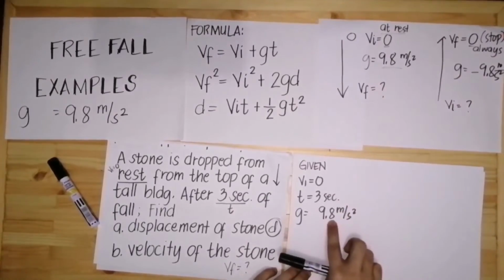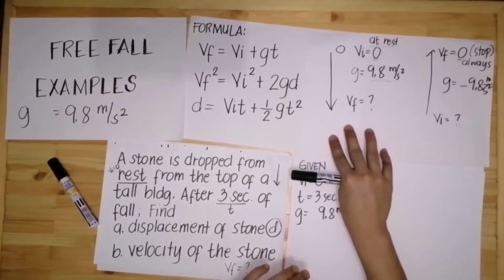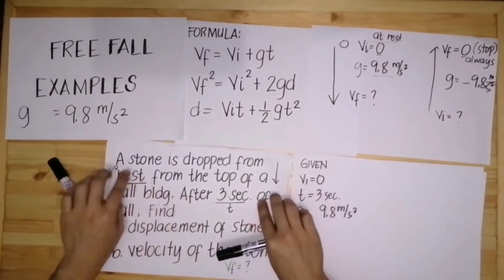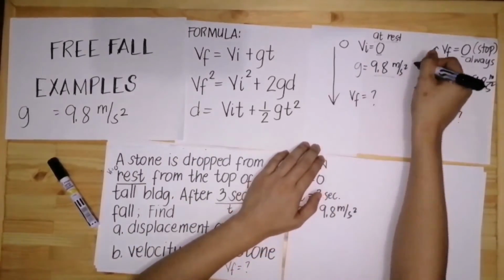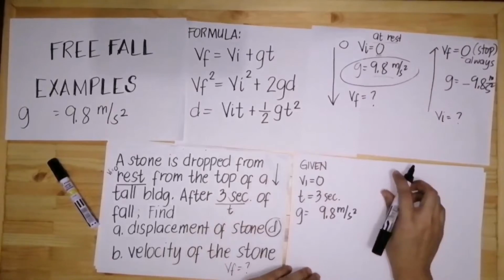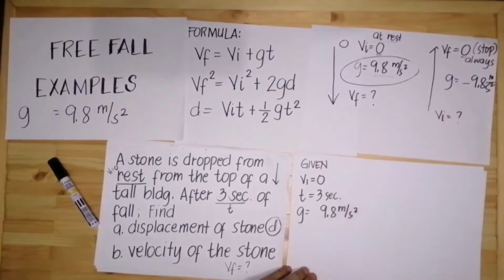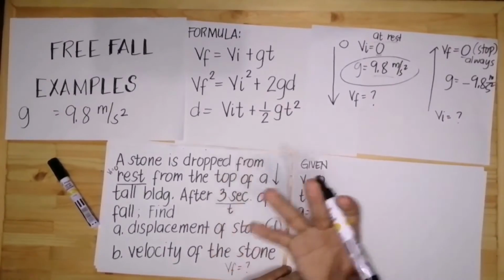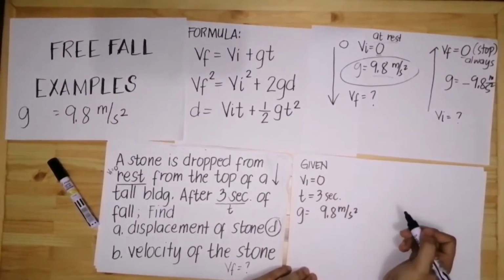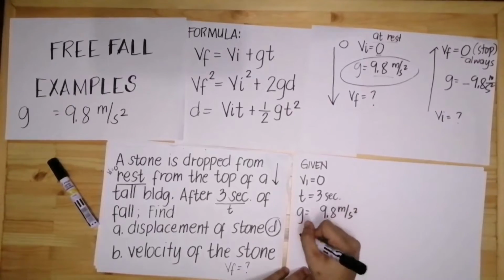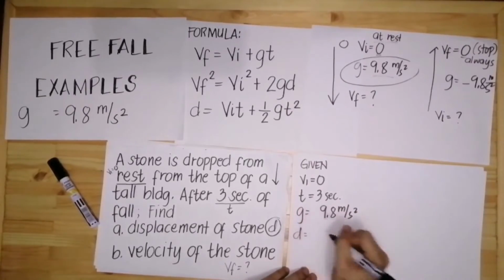Ngayon, ito bang 9.8 ay positive or negative? So, since ang direction ng object natin ay pababa, ito yun. So, the gravitational acceleration would be positive. So, positive ilalagay natin dito, not negative. Unless yung object mo pataas. Since pababa yan, positive.